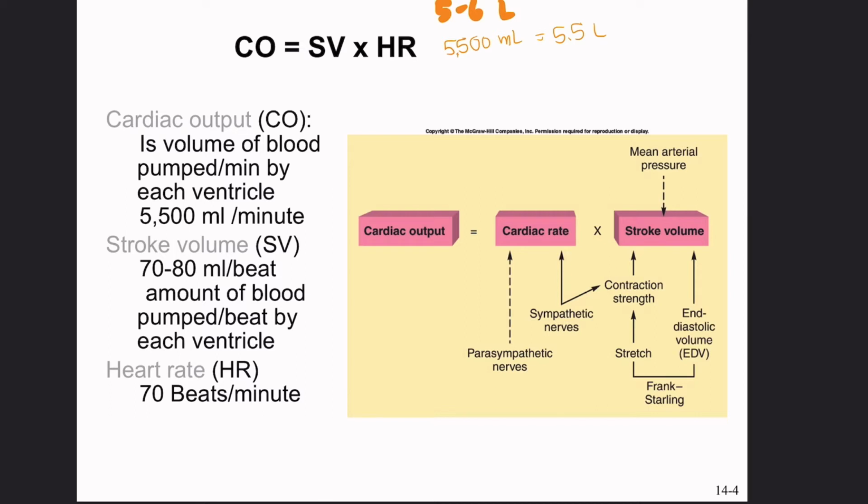Another way to think about this is that one drop of blood, going from the right atrium through the pulmonary circuit, through the systemic circuit, and back to the right atrium again, would take about 1 minute. So that's another way to think of it.